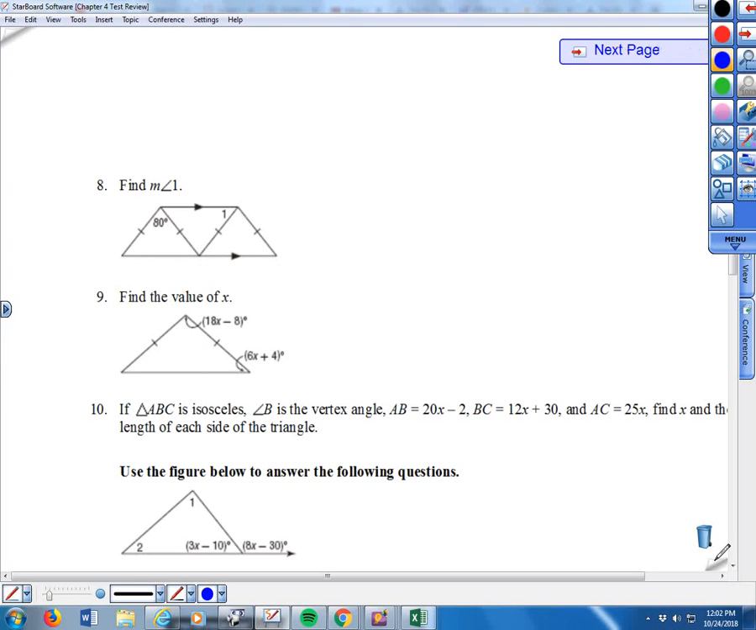Number 8. Find the measure of angle 1. I'm told these two are parallel. That might come in handy. But first off, this first triangle is isosceles. What does that tell me about the two angles that are missing in that triangle? They're equal because of the base angles theorem. If they're equal, and the whole triangle has to be 180, those two angles must equal what? 100, because we've got 80 at the vertex. So the base angles together are 100. And if they're equal, what are they equal to? 50. Okay, so this angle is 50, and this angle is 50.